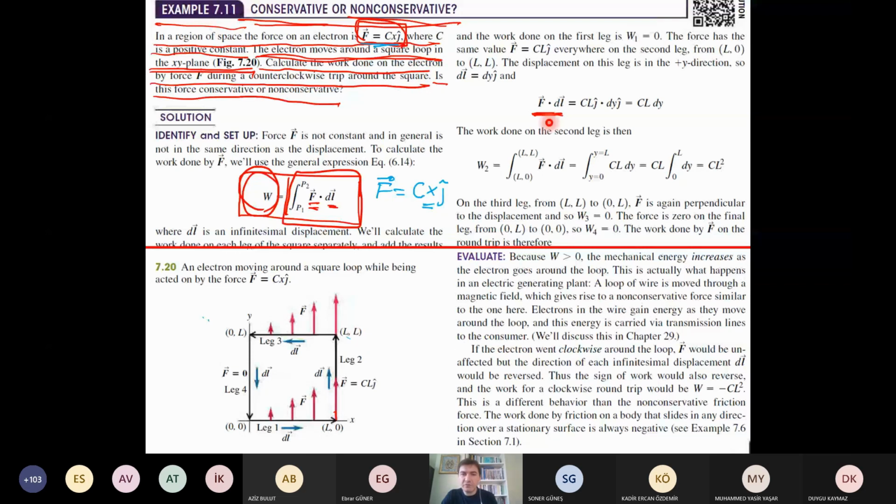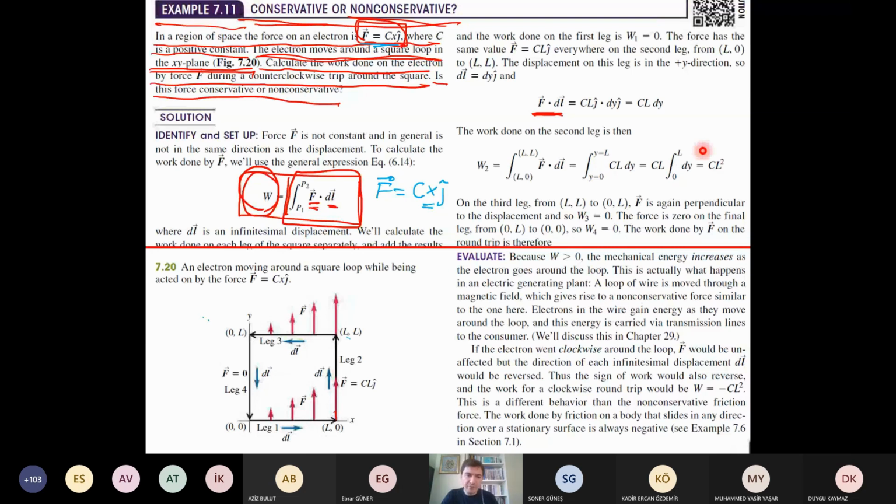So here, what about the limits for the y? Here I have 0 and here I have L. Take them here. So instead of the L integral, now I have the y integral and the limits for the y. So then if you solve this integral, you will get the work done on the electron along the second leg, which is given with CL square.